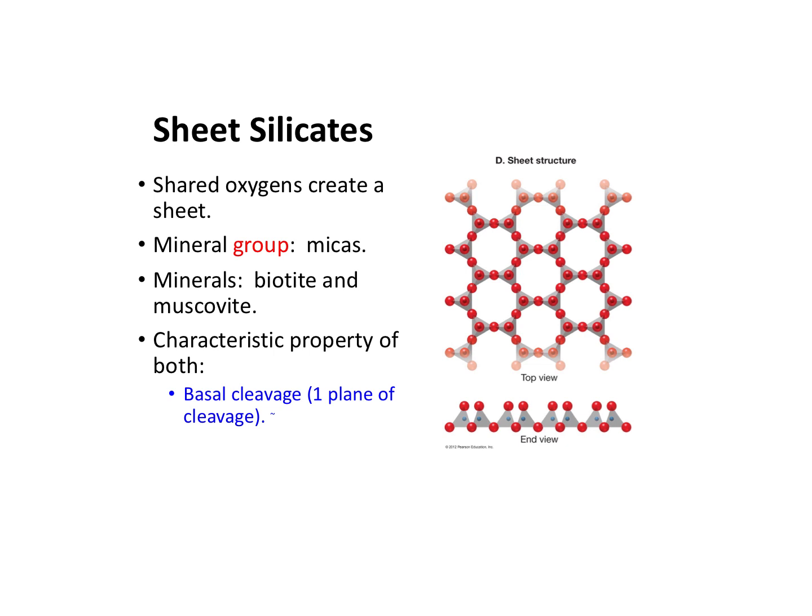Then we have the sheet silicates, where we are sharing all of the bases. So down here, all the bases are being shared, but not up here at the top. So in this case, we're going to learn 2 minerals, and they both fall into the group of micas. The minerals are biotite and muscovite. They both share one particular property, and that is a basal cleavage. And what that means is that they will break parallel to this base. That's just one plane of cleavage. They'll only break easily and smoothly in that one direction.